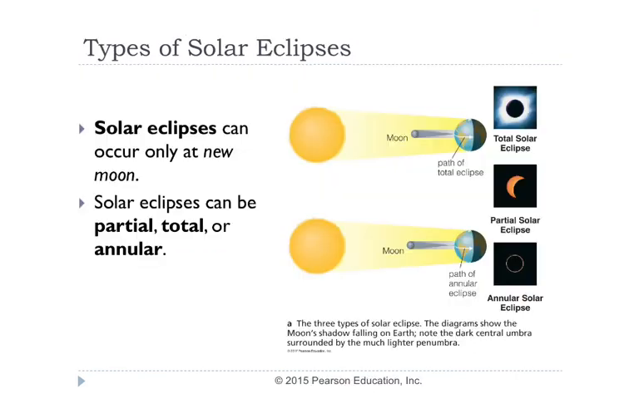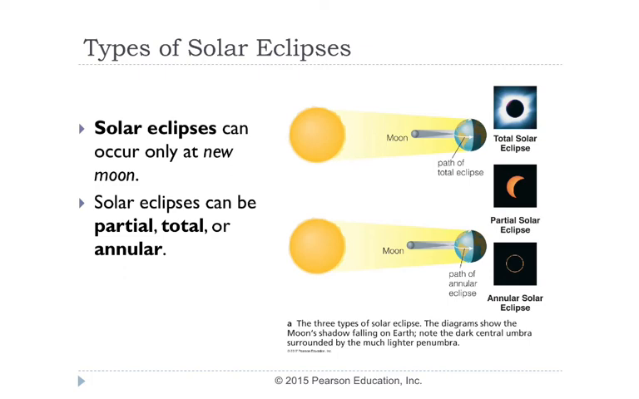So solar eclipses only occur at new moons, again, because of the alignment. So since the moon is between us, the light will be on the backside. So it would only occur on a new moon. And there's a total eclipse.